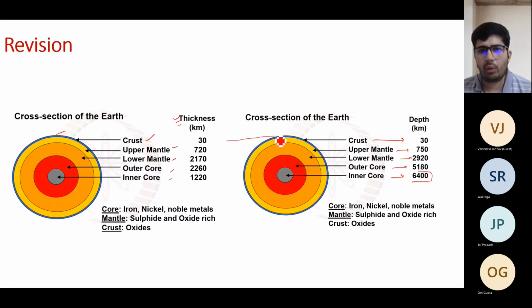If you are going from the surface to the center, then you have 6400 kilometers. So this is the radius of the earth. The radius of the earth is 6400 kilometers.